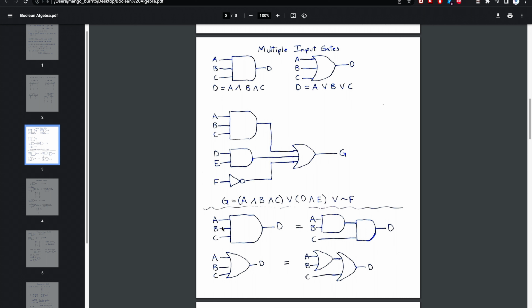Here's another one. A and B and C equals D. A or B or C equals D. These can be represented in other ways. So A and B, the output of that, and C, these are equivalent right here. They're just written differently. You have A or B, the output of that goes into another OR gate. So C or the output of A or B equals D.